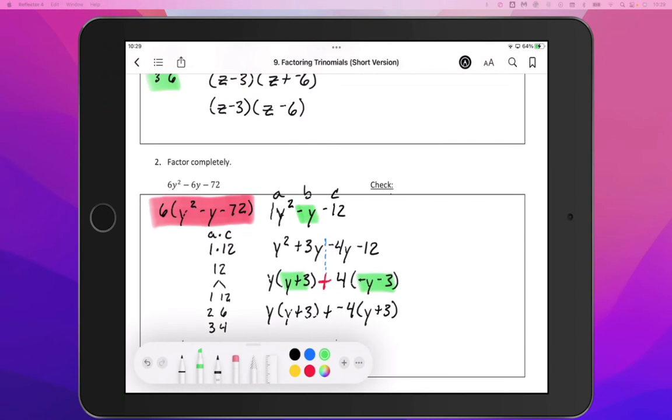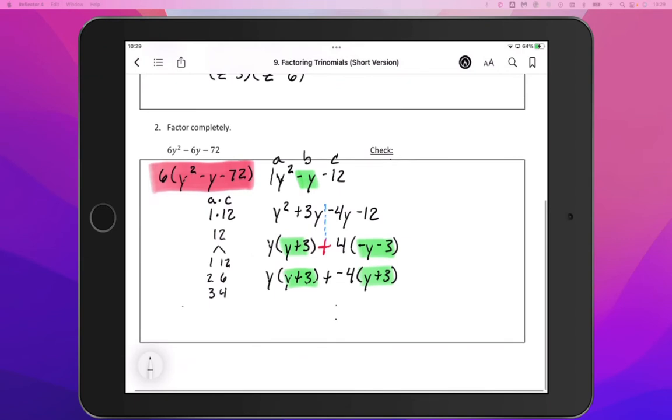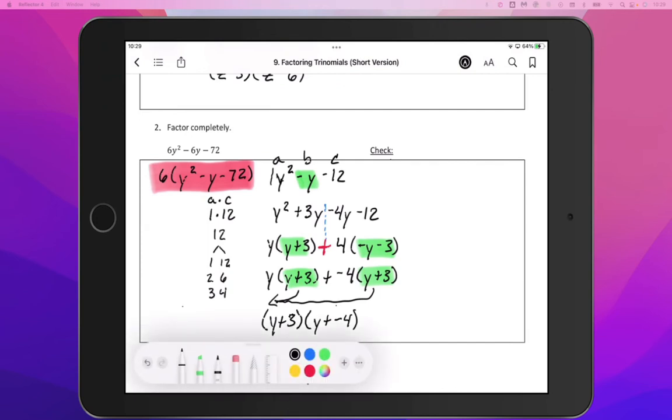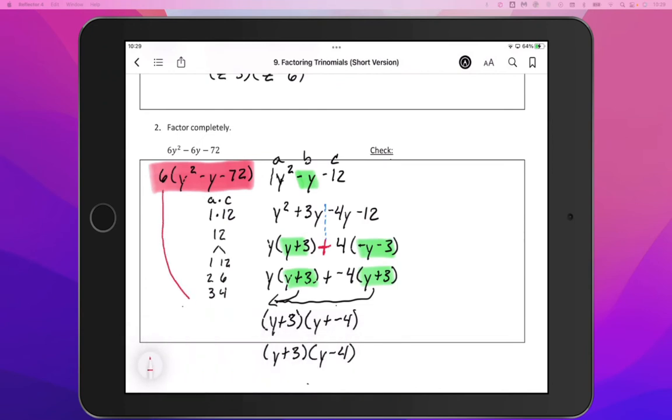So now our y plus 3 is going to come out here. And what was left was y plus negative 4. We do have to clean up those signs, so let's do that. Y plus 3 times y minus 4. And then if you remember, that thing I highlighted red up there and said I was going to ignore the 6 until the end, we're going to bring that 6 back into the mix now.